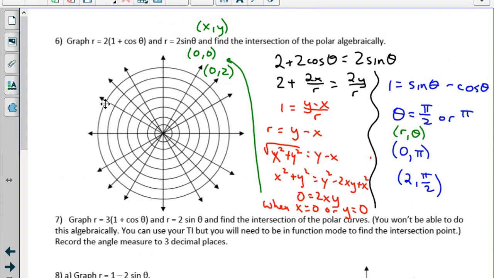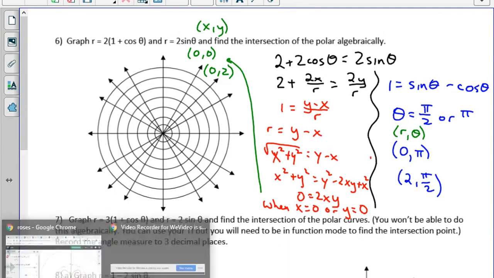Problem 6. Graph these two things and find the intersection of the polar algebraically. So all the algebra is there. I'll come back and explain it in a minute.